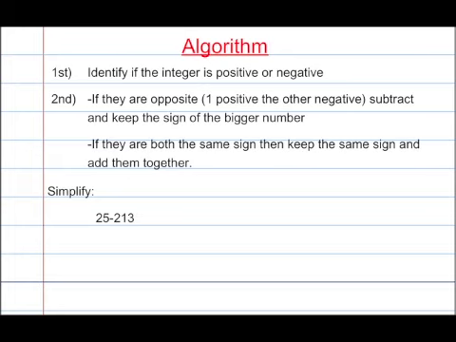So here's our algorithm, fancy word for steps. So we're going to identify if the integer is positive or negative. So 25, positive or negative? Okay, well it's positive, so you have 25 if it's positive, $25 we'll say. 213, positive or negative? Well, it's negative, so you owe $213.